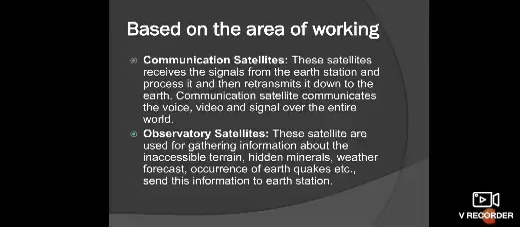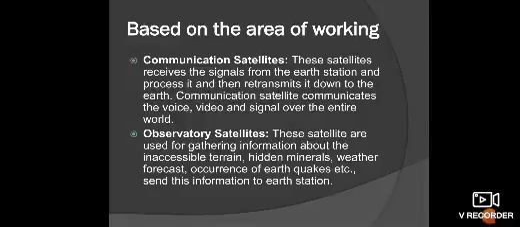Not only that, we also have a division based on the purpose of satellites: communication satellites and observatory satellites. Communication satellites are the satellites which receive the signals from the earth station, process them, and then retransmit them down to the earth.